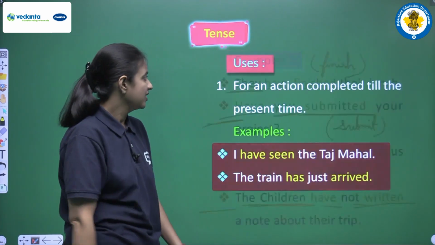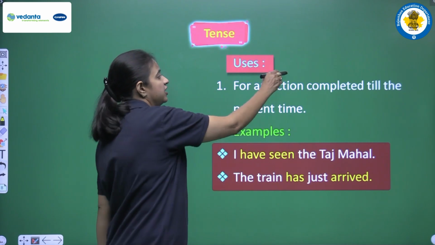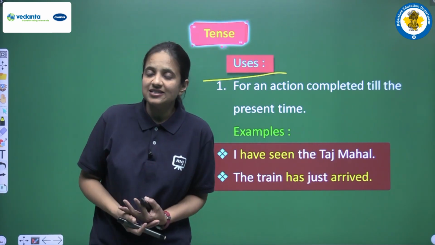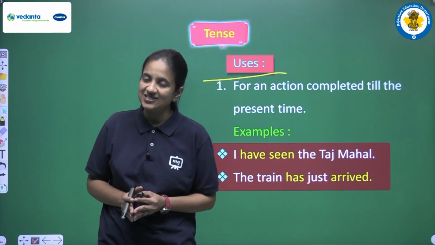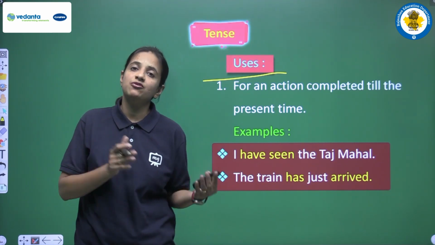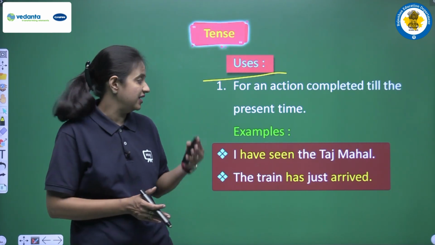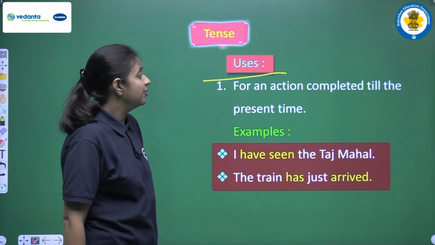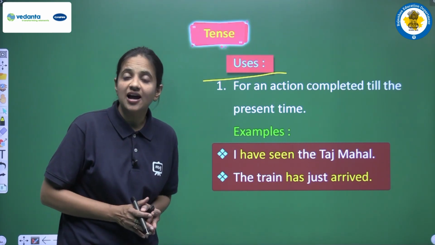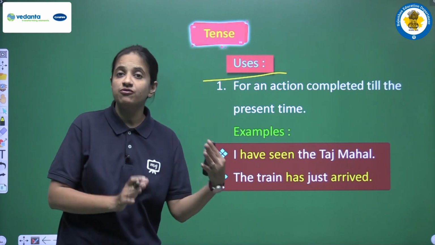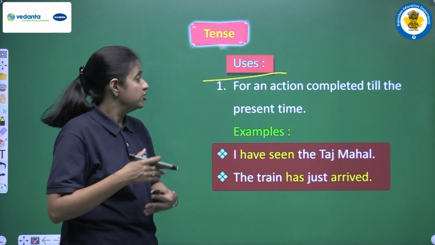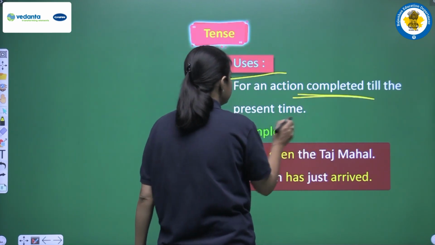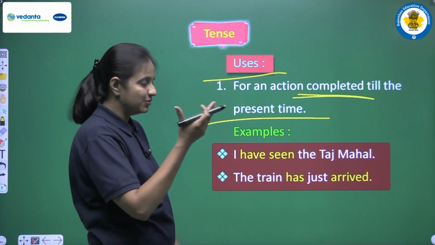Okay. So next we are having some of the uses of this tense, that is present perfect tense. In which sentences is it used, what kind of sentences have a structure that we follow in present perfect tense? So let's see some of the uses. Let's read the first one. For an action completed till the present time. So yes, this tense, present perfect tense, is used to express some action that is completed, okay, till the present time.